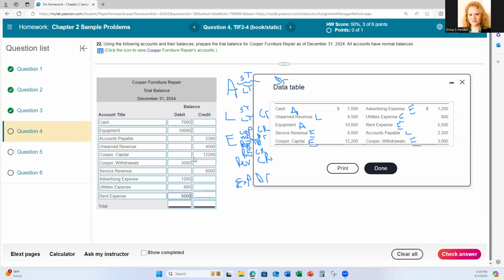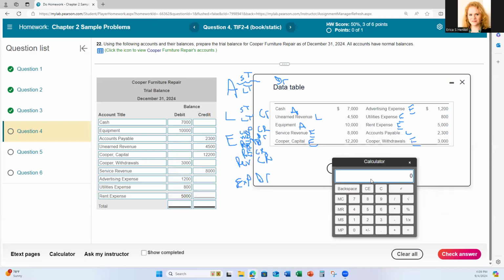And then we need to add up each column to make sure that they are equal to each other. So I'm just going to do this really quick. That gets me 27,000. All right, I'm going to double check.